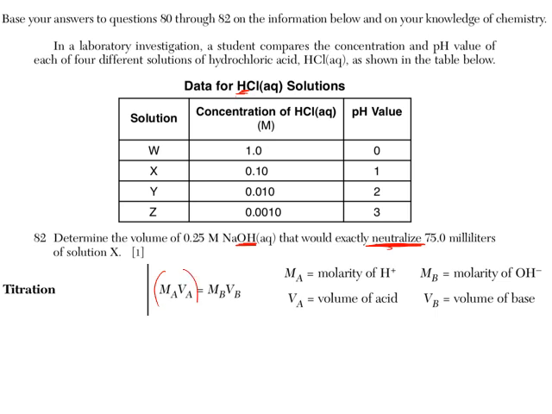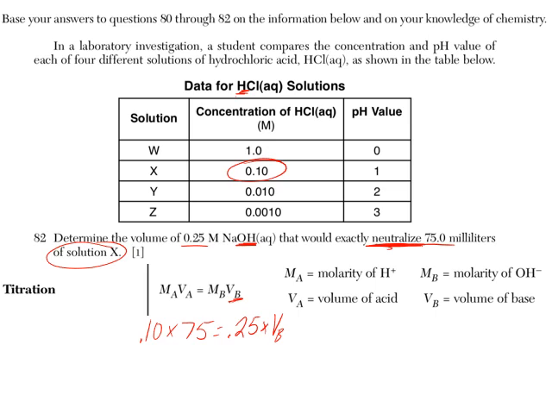Otherwise, we would have done that thing where it's the number of H's times the MAVA and then the number of OH's in the base times the MBVB. Don't have to worry about that here. So I'm going to plug some numbers in here. What am I looking for? I'm looking for the volume of base, so that's my VB, that's going to be my unknown, so I have to know everything else. My molarity of acid, it says we're looking at solution X, so that's what I'm looking at right here. My molarity of acid is going to be 0.10 times the volume of acid, it says is 75 milliliters, and that's going to be equal to the molarity of the base, which it tells us is 0.25 molar, times the volume of base, the VB, which we do not know, that's our unknown that we're looking for.